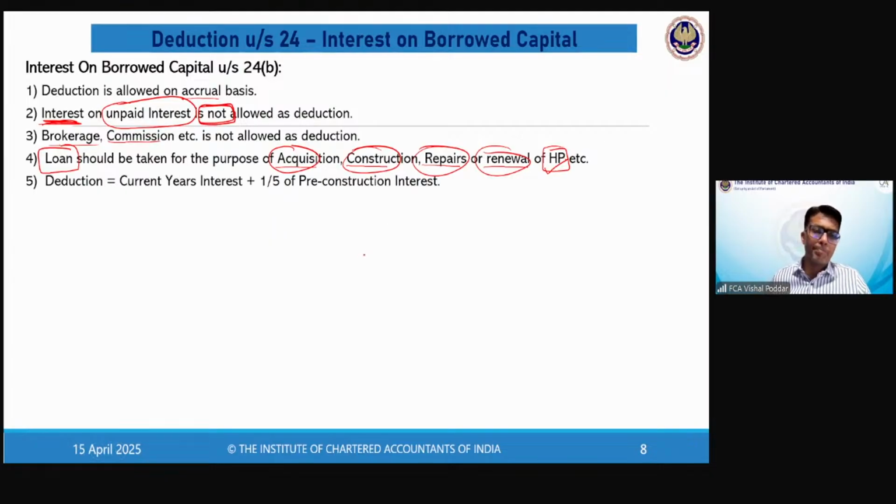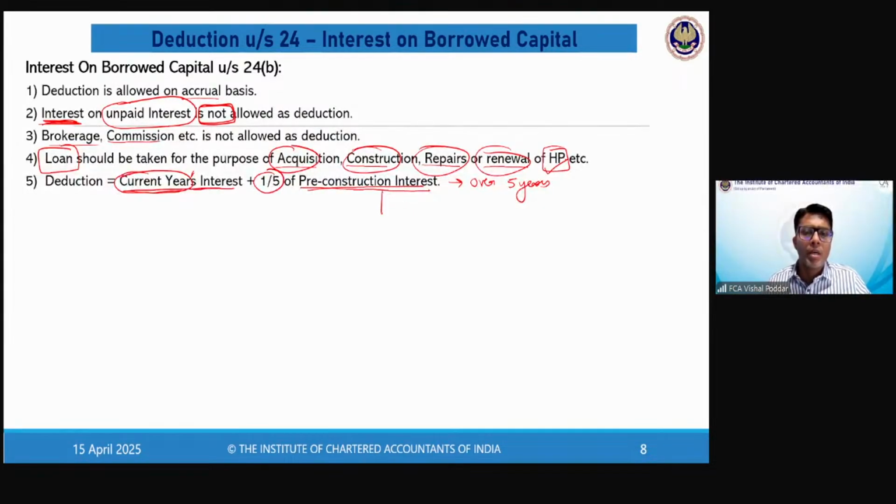Now the working part. Now when I'm saying I'll allow you interest, there are two types of interest. One is the current year's interest, or there could be a pre-construction interest. I will allow you deduction for both. How? Current year's interest you take in full, pre-construction interest you take 1/5, because this will be allowed over a period of 5 years. I'm sure the first doubt immediately that will come to you is, sir, what is pre-construction? Don't worry, that we are going to study and discuss.